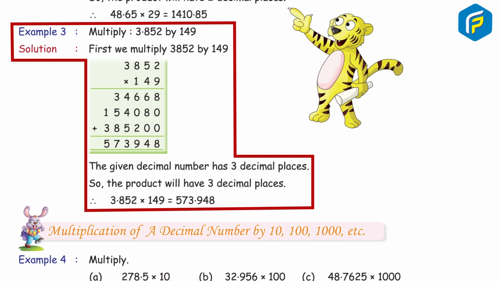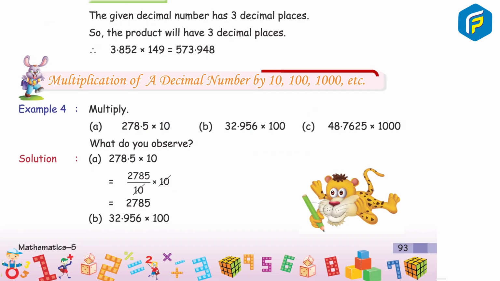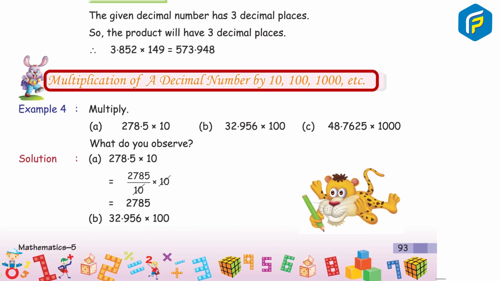Example 3. Multiply 3.852 by 149. Solution. First we multiply 3852 by 149. The given decimal number has three decimal places, so the product will have three decimal places. 3.852 into 149 is equals to 573.948. Multiplication of a decimal number by 10, 100, 1000, etc.